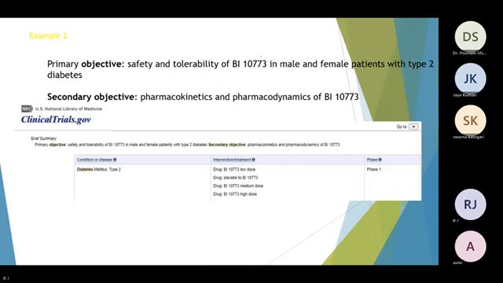BI100073 is a drug that I am going to test to determine the safety and tolerability in patients with type 2 diabetes. This is my primary objective, my primary goal, a primary research question. But along with this, I can also determine the pharmacokinetics and pharmacodynamics of this drug. That might be my secondary objective, my secondary questions.